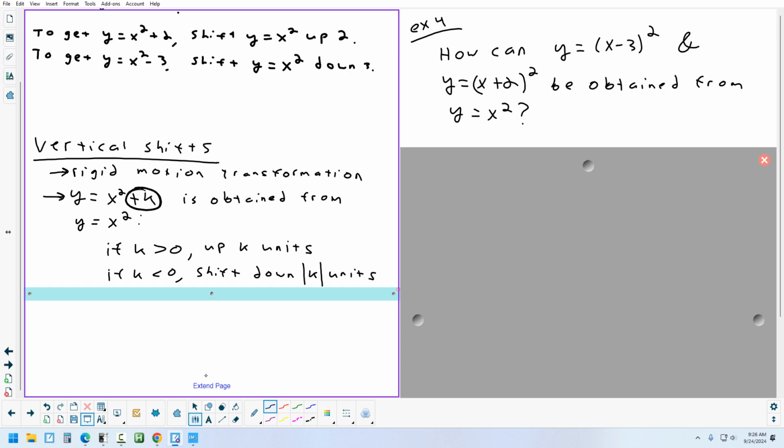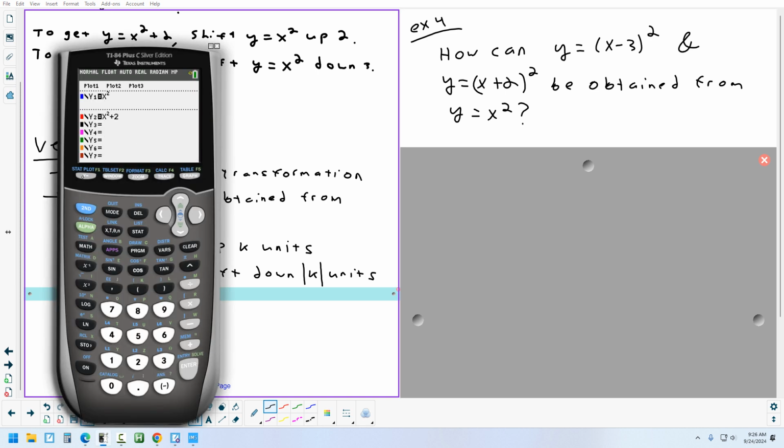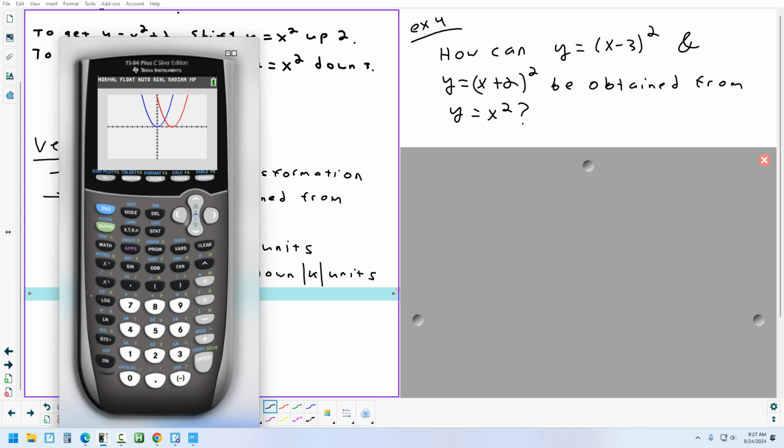If I put in minus 3, you might think minus 3 is going to go left 3 because the negative numbers go to the left. It doesn't work that way. So let's type in x minus 3 and square it. The one in blue is going to be the original. And instead of moving 3 to the left, the red one is going to go 3 to the right. So minus a number moves it right, plus a number is going to move it left. That's a little tricky because it's backwards from what you would think.